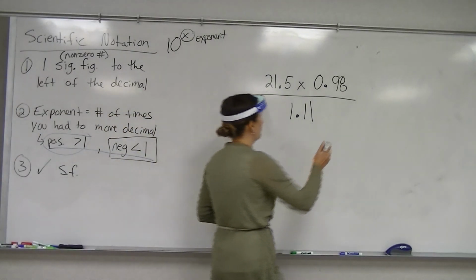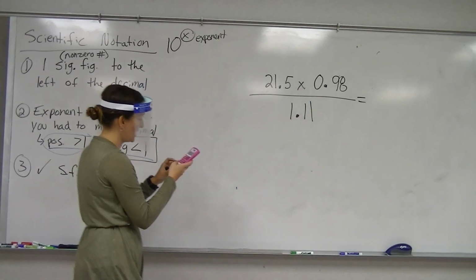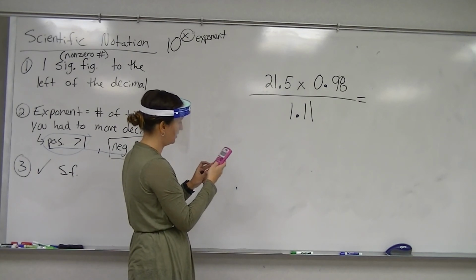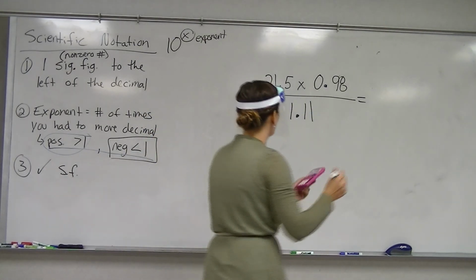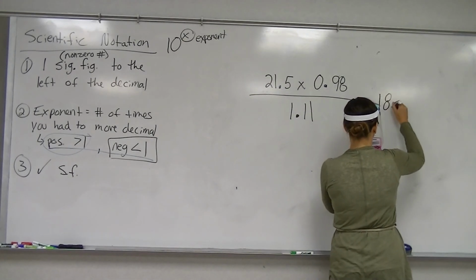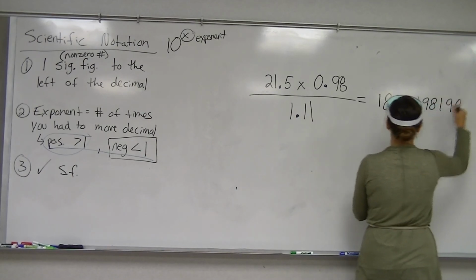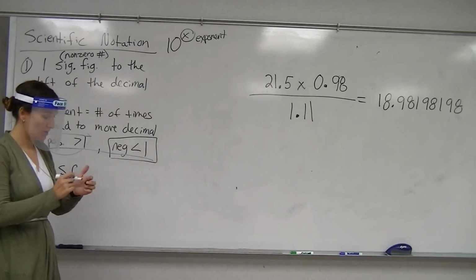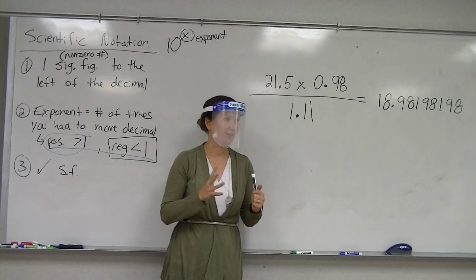Okay? So I'm going to start by just solving it. I'm going to put it in my calculator, I'm going to see what the answer is, and then I'll worry about significant figures. So 21.5 times 0.98, divided by 1.11. So what my calculator spits out is 18.98198. Okay, a lot of numbers. You don't want to write down all those numbers. So what you need to figure out is how many numbers are important. How many numbers are significant.